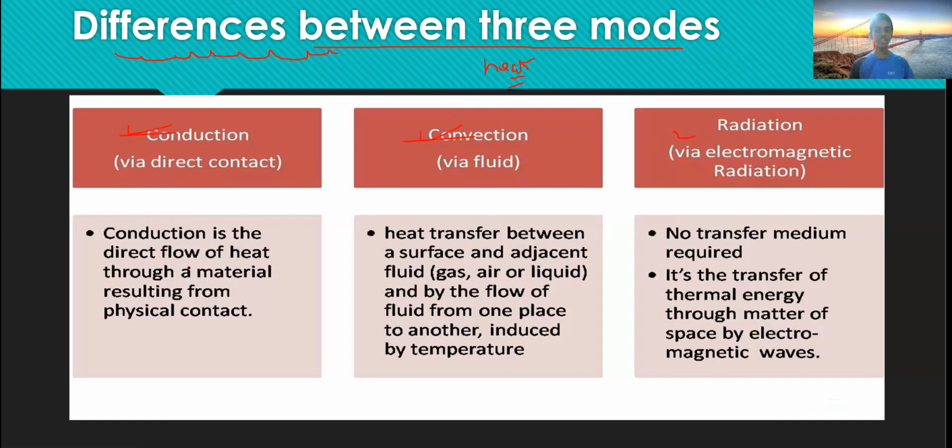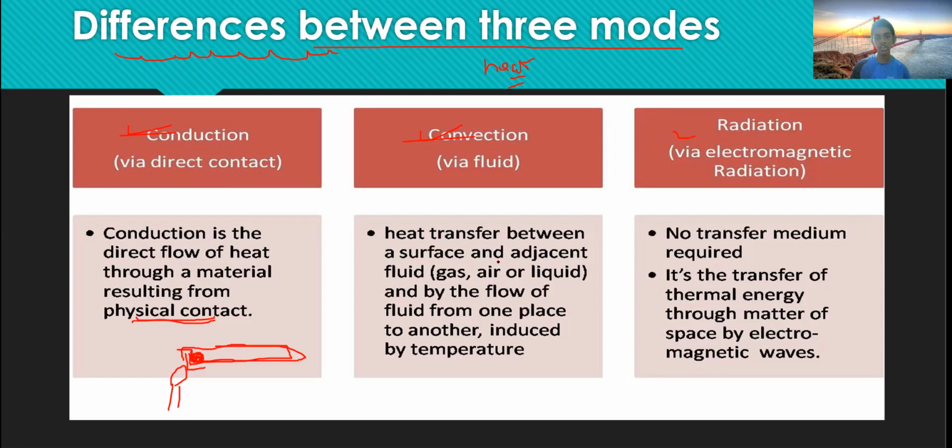Conduction is the direct flow of heat through a material resulting from physical contact. For example, if you keep a burner near an iron rod, then the whole iron rod becomes hot because the molecules transfer the heat energy, and this process is called conduction. It is due to physical contact.